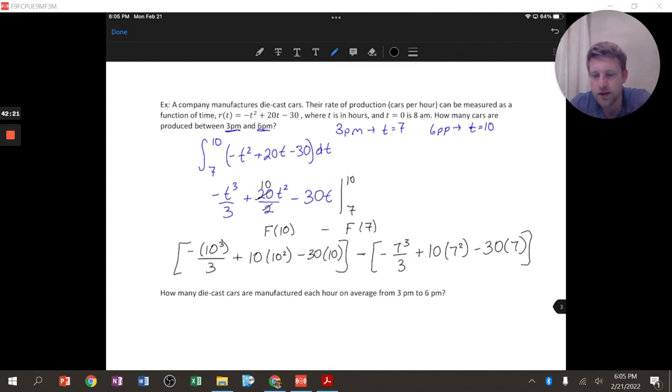You can also take a moment here if you'd like to solve for our final result, if you want to pause the video. So the result for this integral should be 201, and these are going to be, again, die-cast cars. That's the number of cars that are produced between 3 p.m. and 6 p.m.